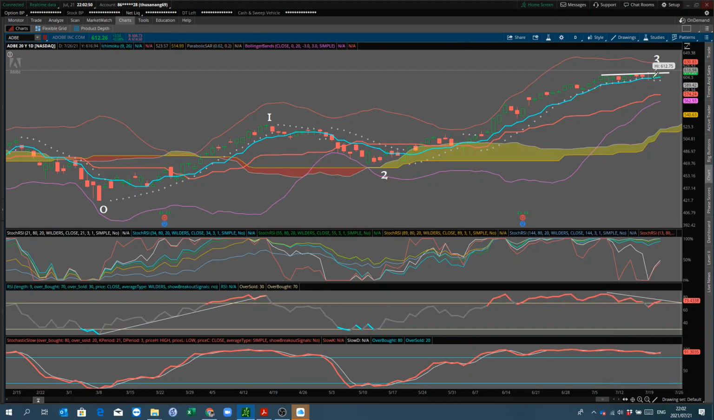We have divergence, we have Parabolic SAR and the price tightly close together. I expect a major move, and because we're already at the tops here, I expect it to go down. Why did I put this Elliott wave count? To determine where I am in the Elliott wave. According to me, we're at a 3, so I expect a pullback, but it won't be a major pullback.